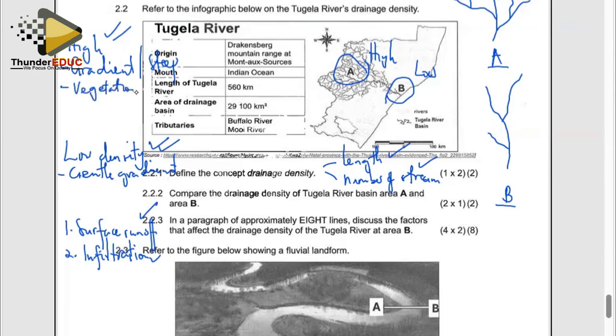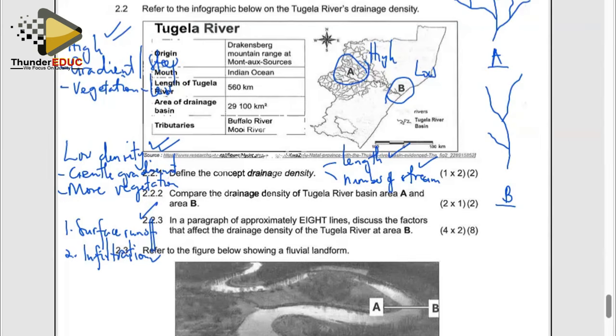How does vegetation contribute towards drainage density? Where there's less vegetation, it means there will be more surface runoff. And where there's more vegetation, it means there will be more infiltration. The vegetation roots are responsible for loosening the soil to allow for infiltration. So where there's more vegetation, that area is going to have more infiltration and less surface runoff, hence fewer streams are going to develop.